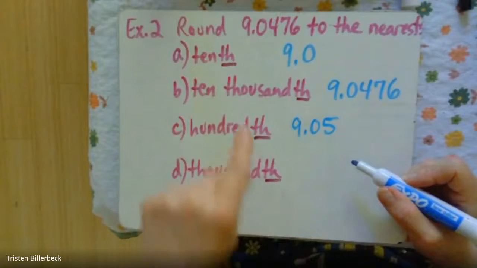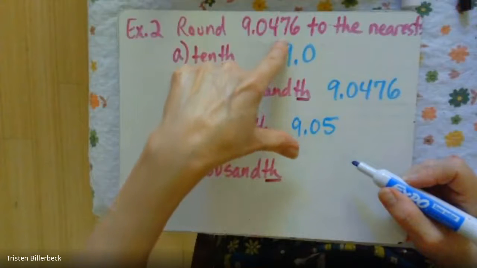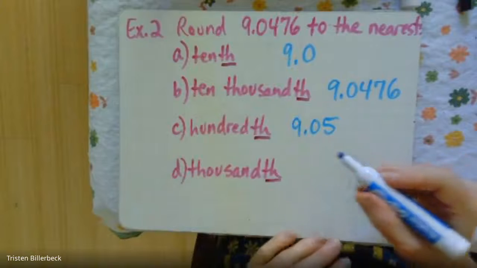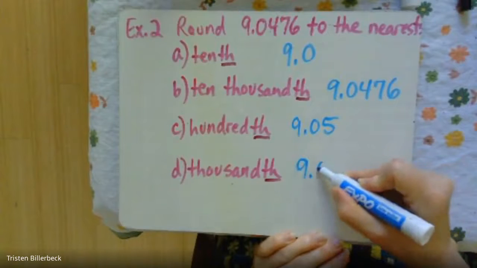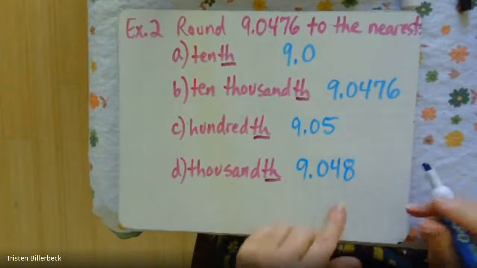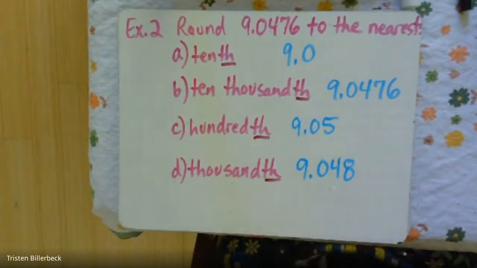Okay, then if we round to the nearest thousandth, that's the 7 position. It's a 6, so it's 5 or more, raise the score. So that 7 goes up. So we have 9.048. So that would be the nearest thousandths.